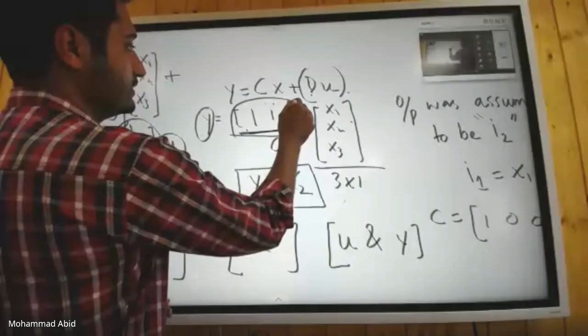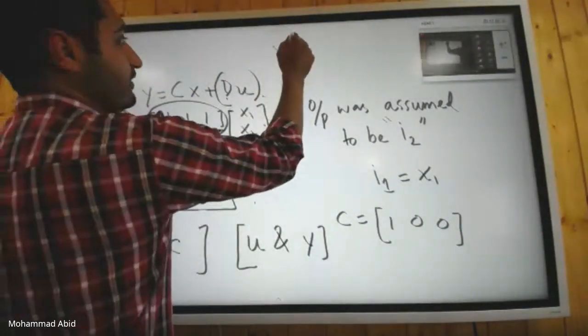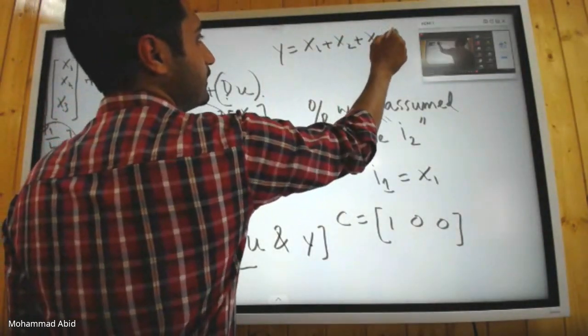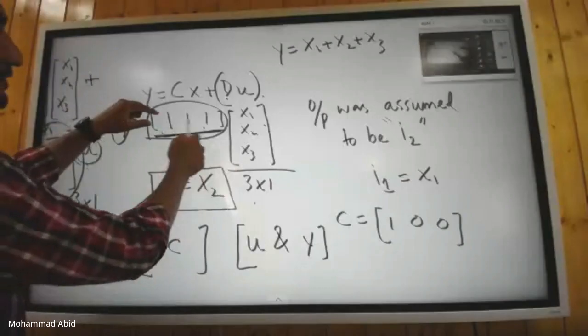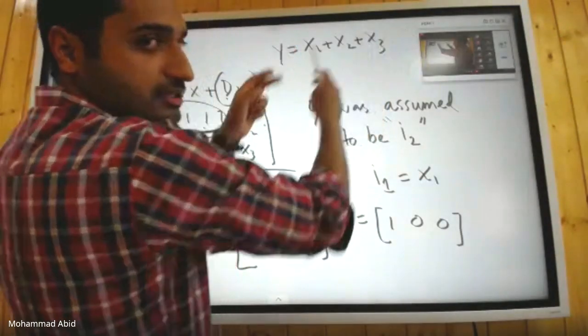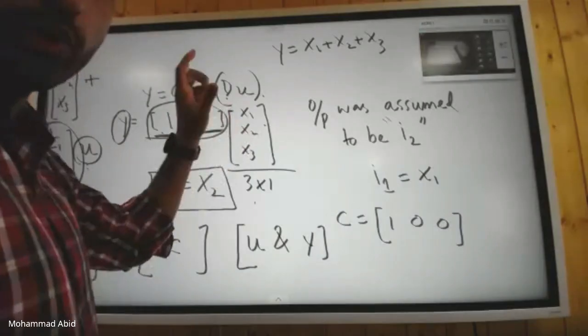Sir, if C is a single row matrix and all the elements of it are 1 1 1, then it will be a single output. If it's 1 1 1, what will Y be? Your Y will be x1 plus x2 plus x3. If it's 1 1 1, just do the multiplication: x1 plus x2 plus x3. Then you are interested in measuring the sum of all the states. It basically depends on what you desire to measure from the system.